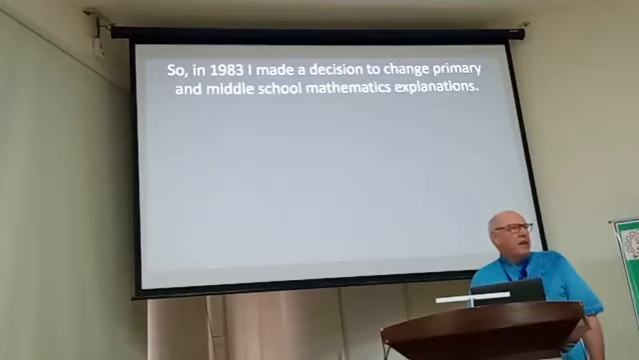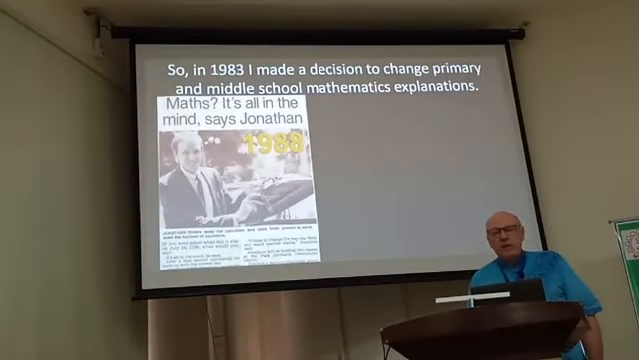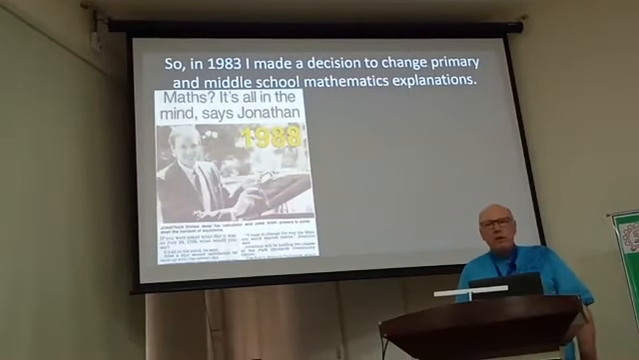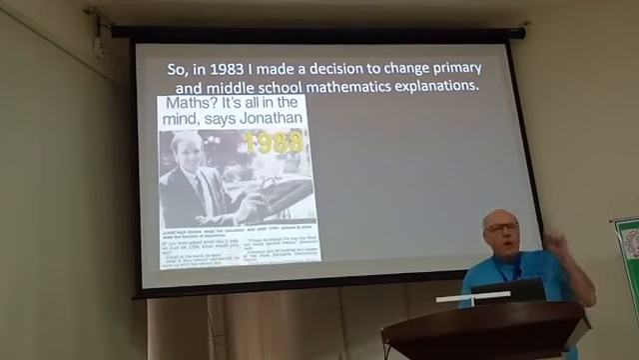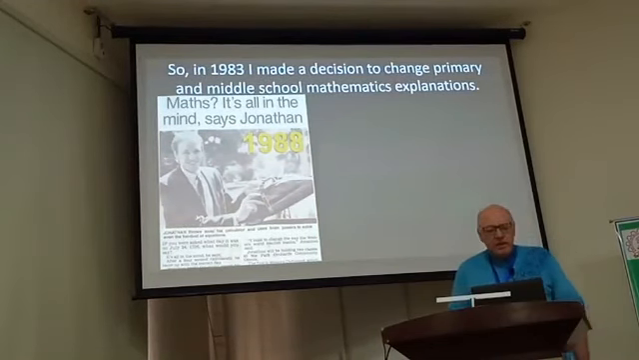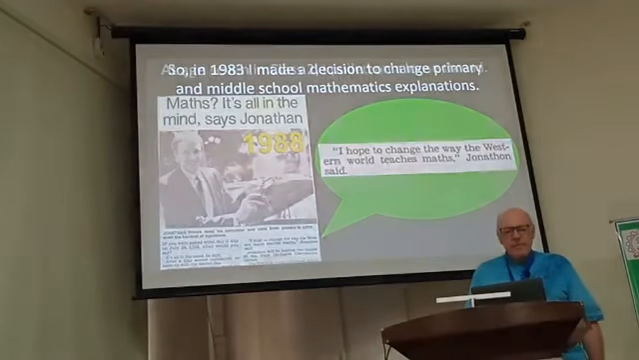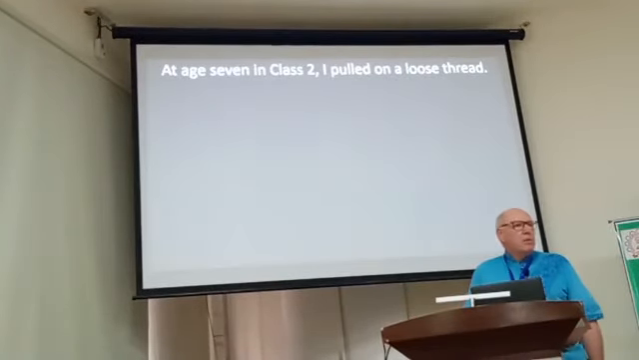Anyway, in 1983, I made a decision to change primary and middle school mathematics explanations. And you can see here in 1988, I'm starting to get quite a lot of publicity in Australia. One of the reasons being that when I teach mathematics to a maths class, they all have their eyes closed. They learn mathematics through creative visualization, which captures their attention and also locks the algorithmic approach that I'm teaching into their long-term memory one time. In 1988, I'm quoted for the first time: "I hope to change the way the Western world teaches maths," Jonathan said. That's a long time ago, so it's about time I started to share what I've been discovering. Now, at age 7 in class 2, I pulled on a loose thread.